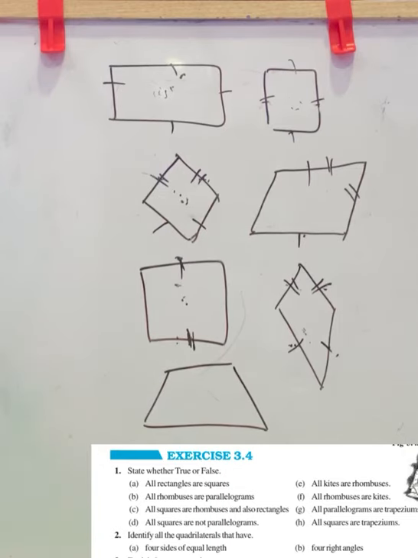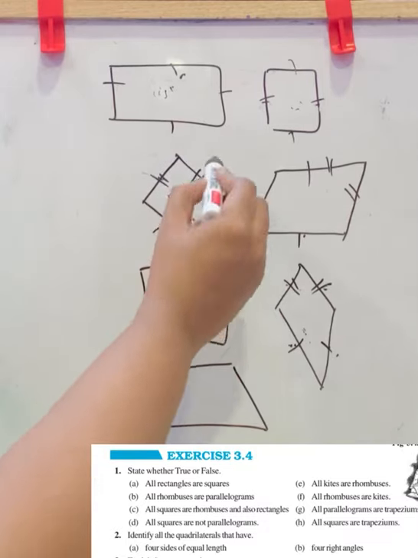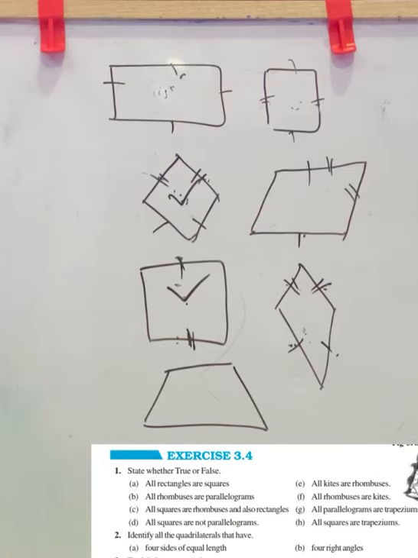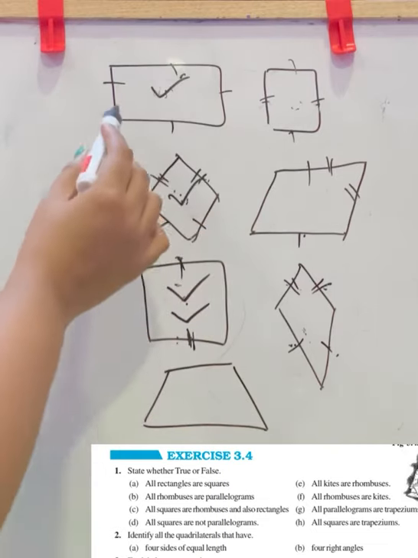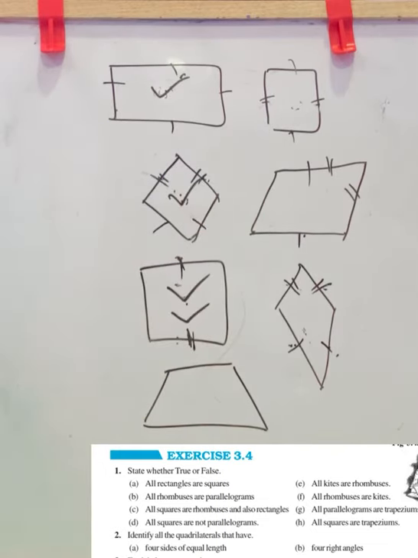Next, identify all the quadrilaterals that have four sides of equal length. Which are the quadrilaterals? Rhombus and square have all the four sides equal. For right angles, it is again square and rectangle. Here all the angles are 90 degrees.